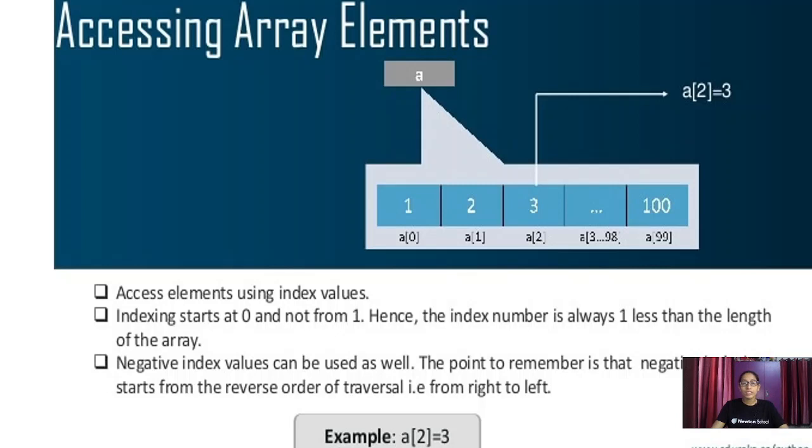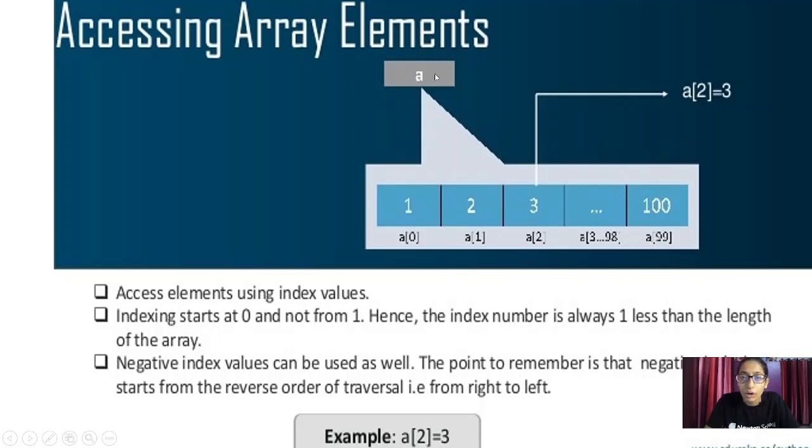Third, a negative index value can also be used. But remember that negative indexing starts in reverse order of traversal, that is from right to left. Now here is a diagrammatic example: the elements 1, 2, 3, 4 up to 100. Here the indexing is done as a[0], a[1], a[2], a[3] and a[4].